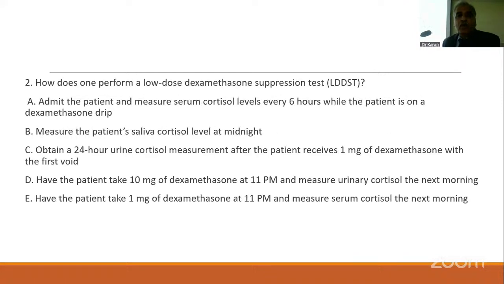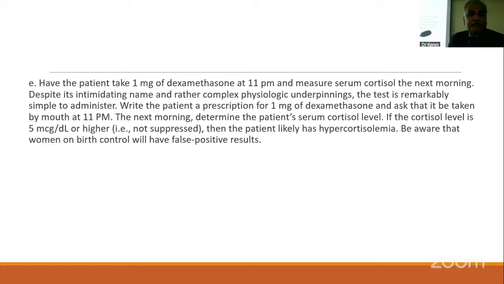How does one perform a low-dose dexamethasone suppression test? Admit the patient and measure serum cortisol level every 6 hours while the patient is on a dexamethasone drip. Measure the patient's saliva cortisol level at midnight. Obtain a 24-hour urinary free cortisol measurement after the patient receives 1 milligram dexamethasone with the first void. Have the patient take 10 milligram dexamethasone at 11 p.m. Have the patient take 1 milligram of dexamethasone at 11 p.m. and measure serum cortisol the next morning at 8 a.m. Right? So usually you do it at 8. So E, right? That is, we all know.